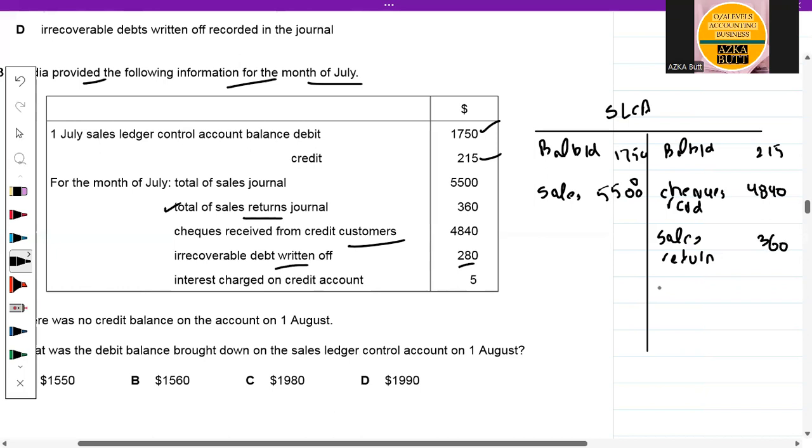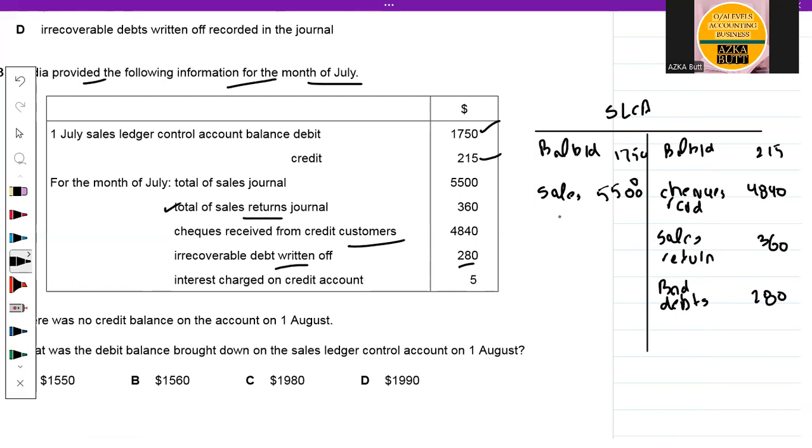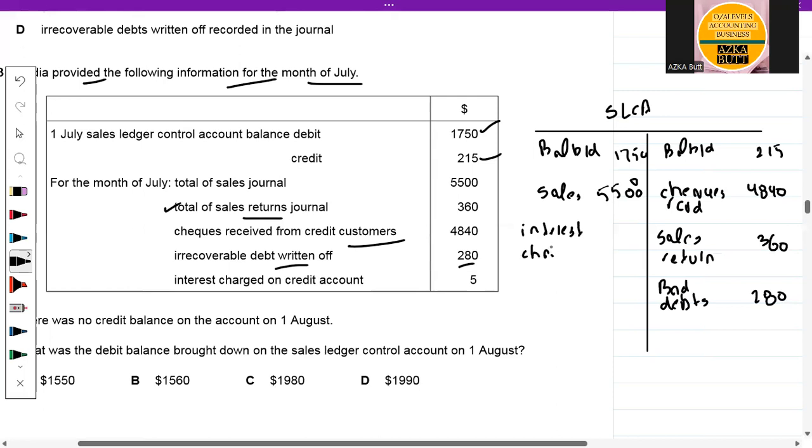And irrecoverable debt, bad debts. Bad debts debit and sales ledger control account credit. 280. Interest charged on the credit account. So if we are charging interest, it will be recorded here on the debit side. So the control account debit and interest charged will be credited because this would be a kind of income for us. Interest charged, which is $5.